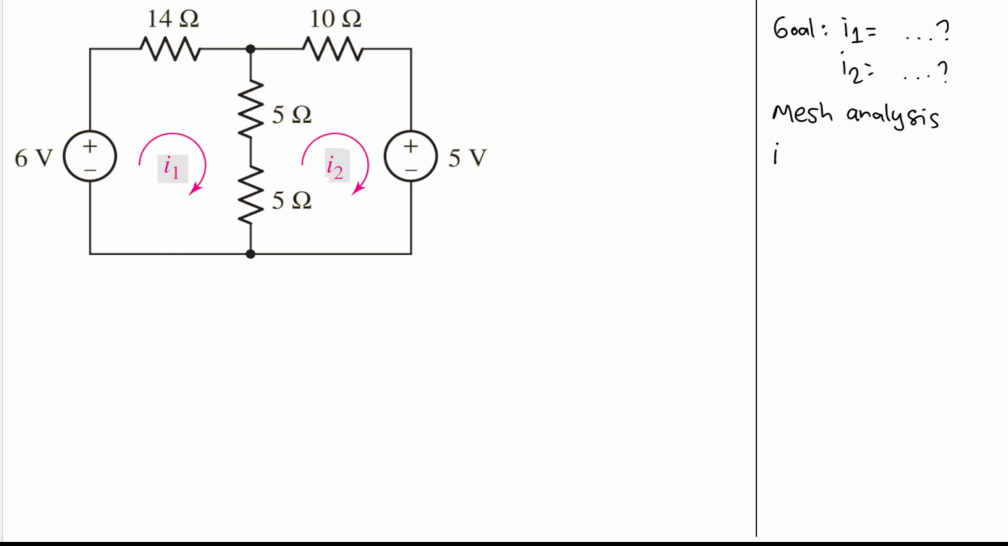The first step that we need to do is to label all the loops. But we are already given by the problem, this is loop I1 and this is loop I2. So we can skip this first step because we are already given the loops. Okay, now let's do the second step, which is to do Kirchhoff voltage law or KVL for all unknown loops.